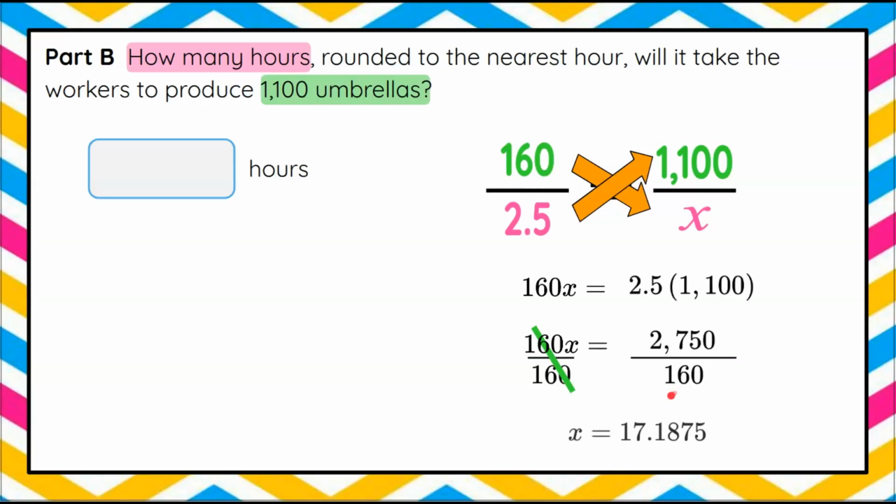Use your calculator, and you get 17.1875. Again, this says to the nearest hour. So the nearest hour here would be 17. Seeing as the decimal is less than 5, we're going to keep it at 17. We're not going to round up. So 17 hours to produce 1,100 umbrellas.